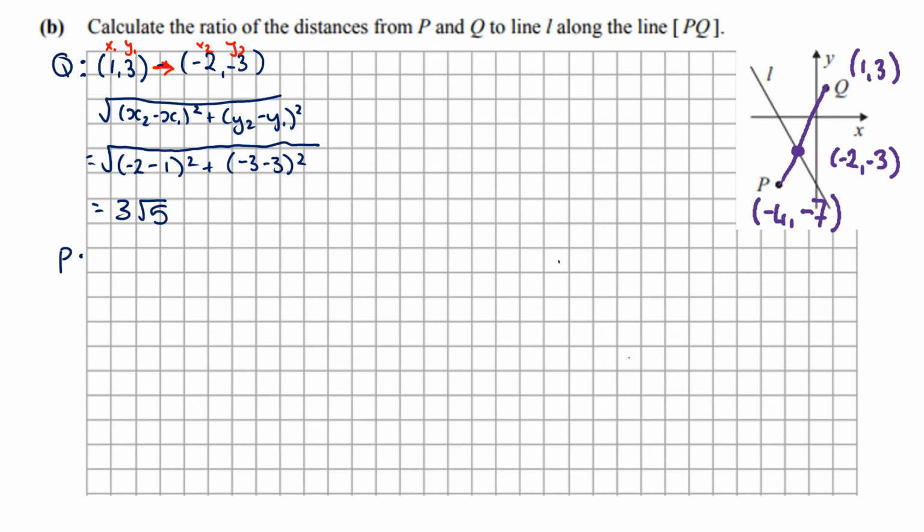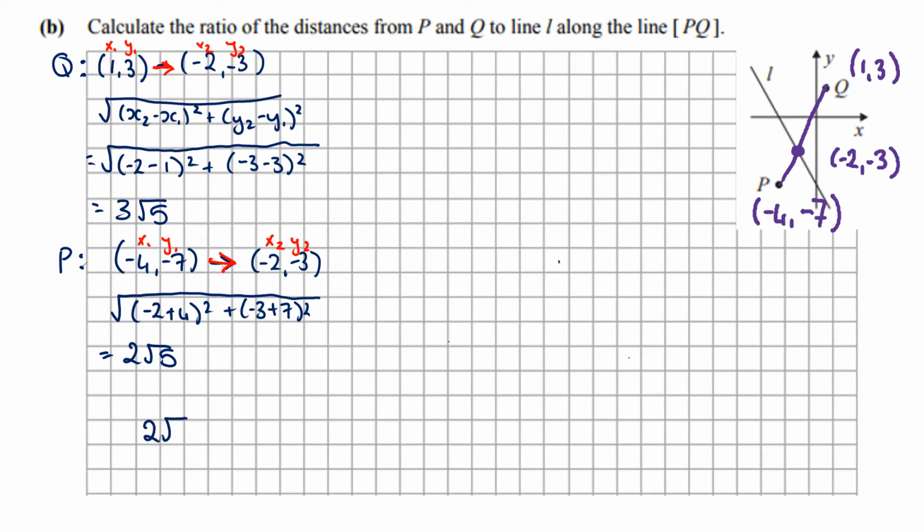So then we can do the point P, same idea. Minus 4, minus 7, which goes to the point minus 2, minus 3. I'm going to work that out. So again, we'll label x1, y1, x2, y2, square root of x2 minus x1 squared plus y2 minus y1 squared, and when you work that out you get 2 root 5. So the ratio of the distance P to Q along the line PQ, so we get 2 root 5, so that's P is to 3 root 5, and simplifying that down you get 2 is to 3.